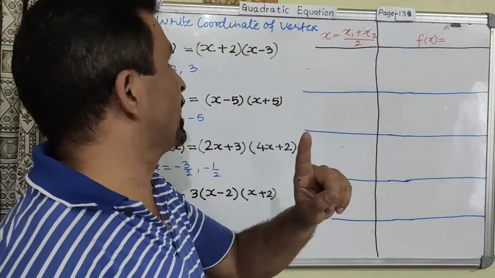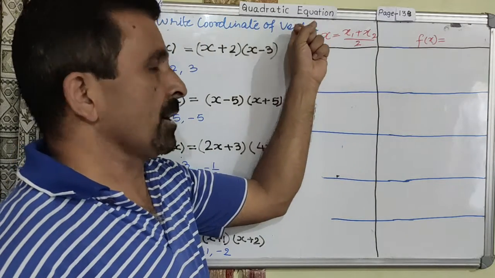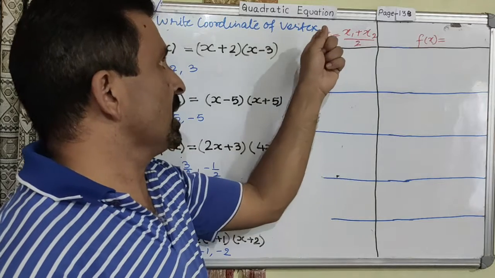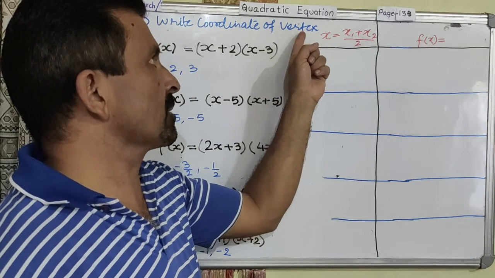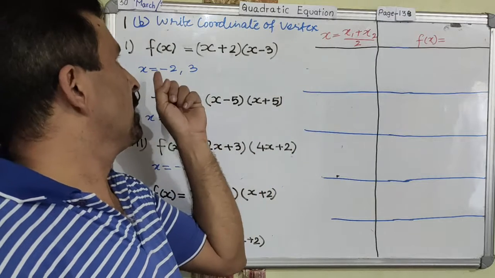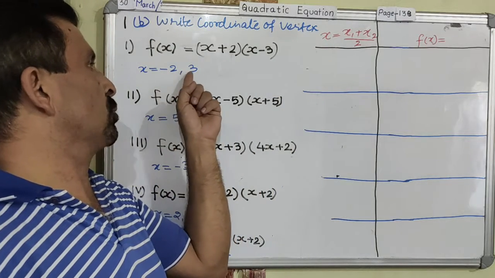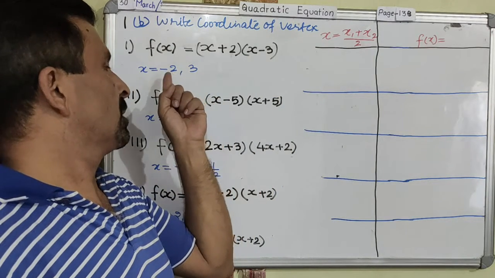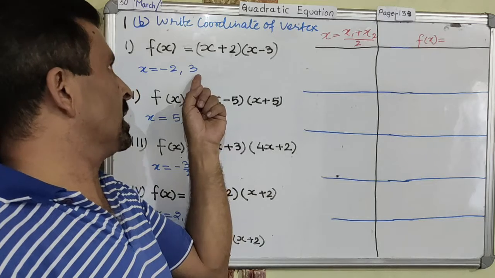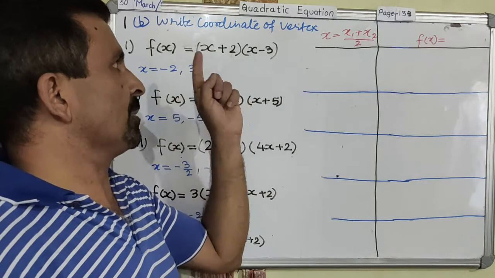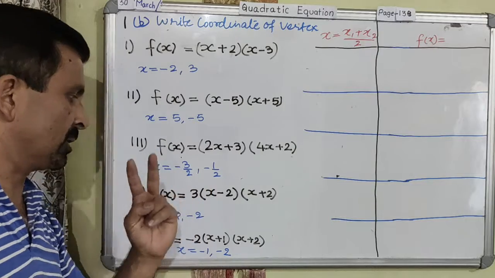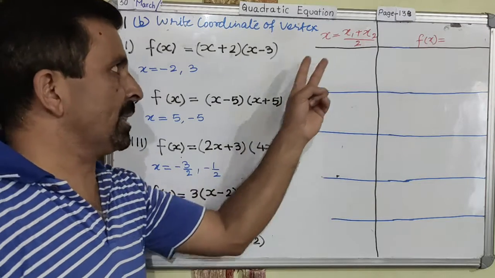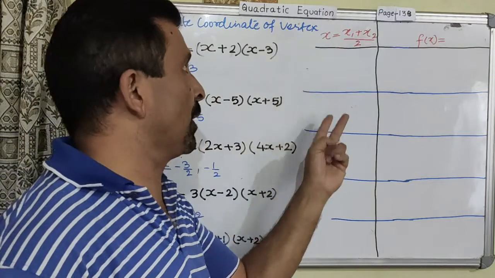Okay, I will repeat. For finding the coordinate of the vertex, you need to calculate the value of x for the vertex. X of the vertex will be calculated by finding the average of these two x-intercepts. To calculate the average, we add the two and divide by 2. Every time, add the two, divide by 2. And that's how we will be calculating the x value for your vertex.